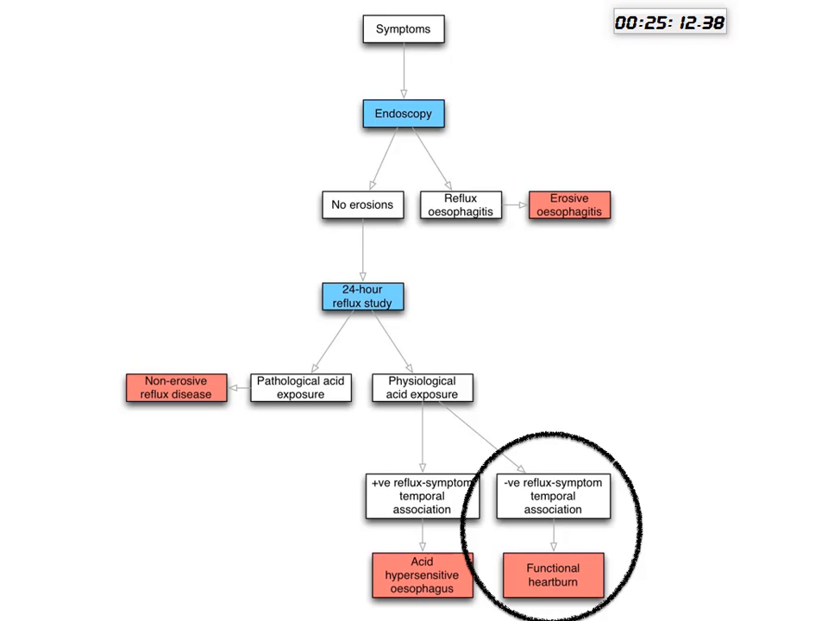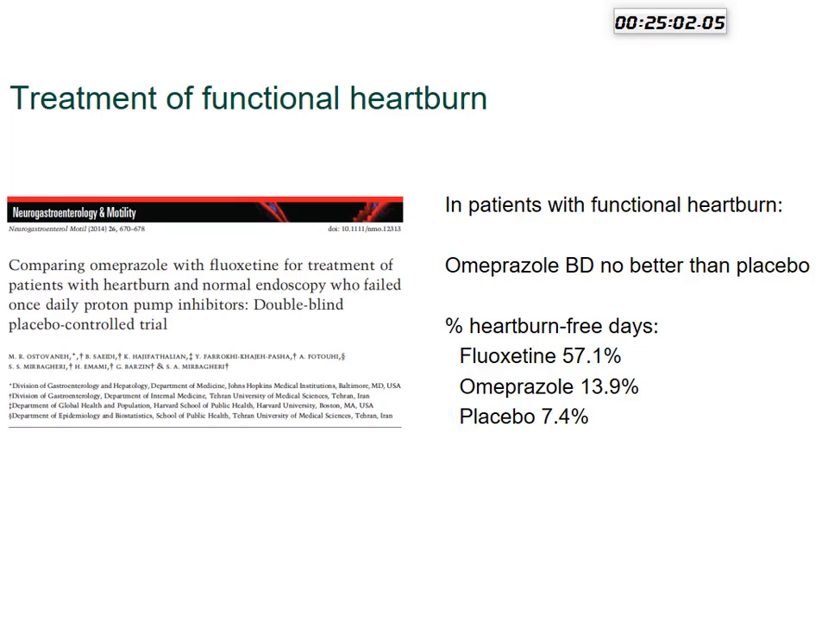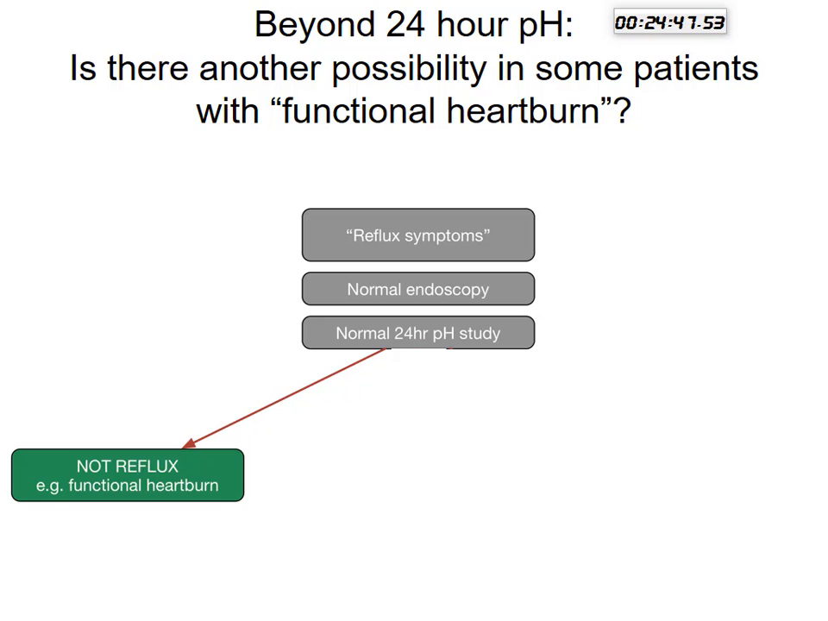On the other side of our diagnostic algorithm, when we have a physiological acid exposure but no association between symptoms and reflux, that is what we call functional heartburn. And in these, again, medications to reduce sensitivity tend to be useful. There's evidence, for example, for fluoxetine, so again, SSRIs, and most people would consider tricyclics in these situations as well. But it's not always that simple.